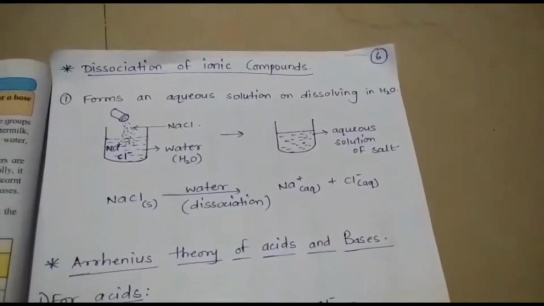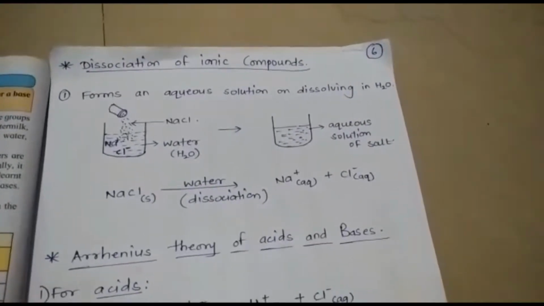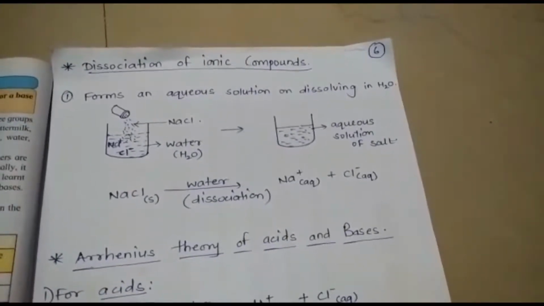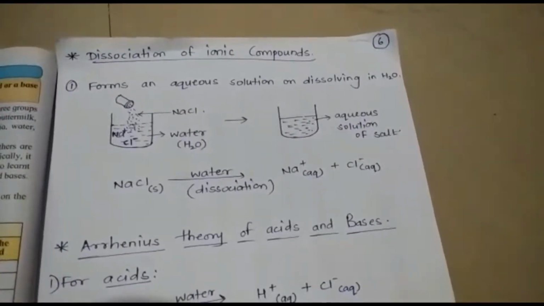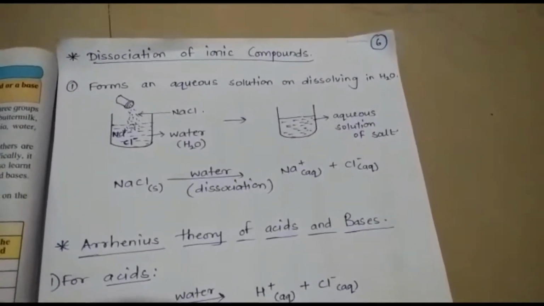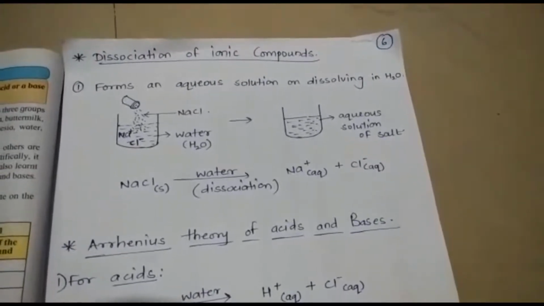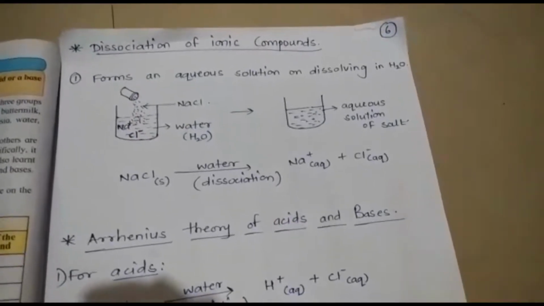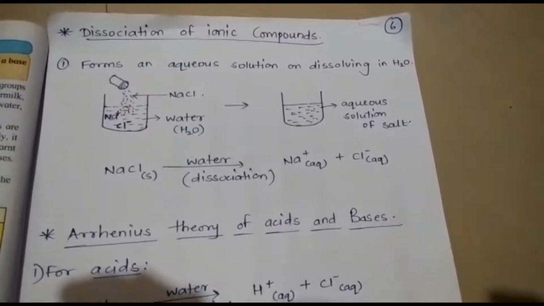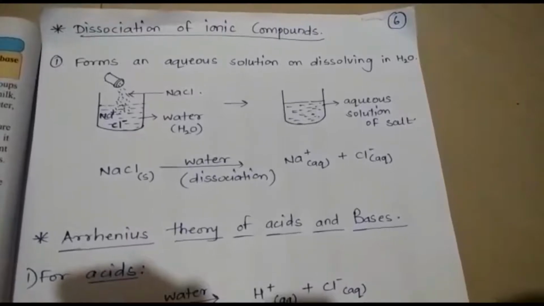Good morning, students. In yesterday's class we studied the basic differentiation of acids, bases, and salts with respect to the litmus paper test, pH scale, salts, ionic bonding, and formation of an ionic compound, that is sodium chloride. Now, our next topic is dissociation of ionic compounds.